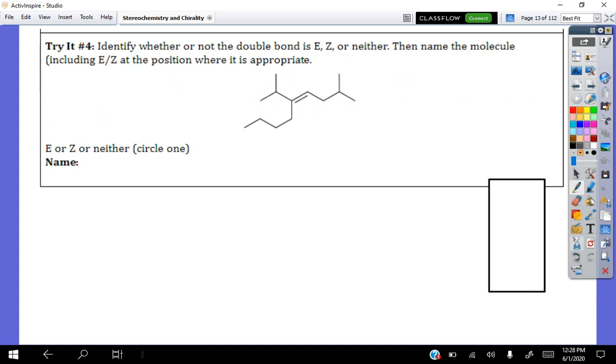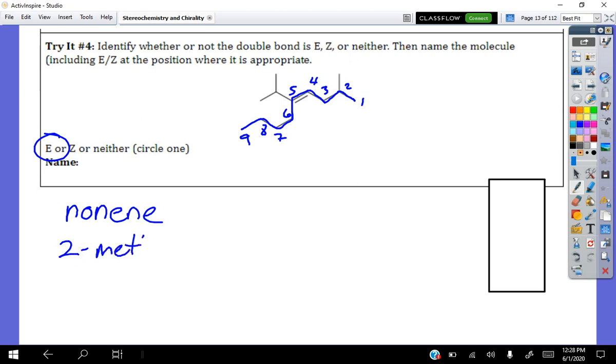So now we just need to label everything. We need the longest parent chain, and we have to have the double bond included. And the double bond has to get the lowest number. So the lowest number possible for that double bond is a 4, and this parent chain is 9. So this is going to be non-ene. We have a substituent, a methyl group on the 2 position, and we have an isopropyl group on the 5th position. And then we know that our double bond is on 4.